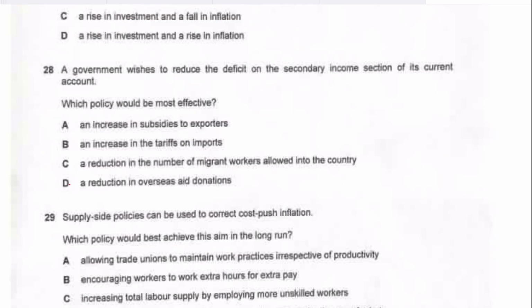Question 28 says the government wishes to reduce the deficit on the secondary income section of the current account. Which policy would be most effective? Now, if you want to reduce the deficit on the secondary income section of the current account, then a reduction in the overseas aid donation.